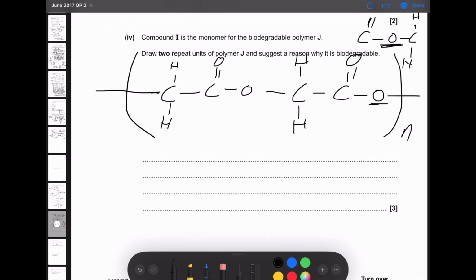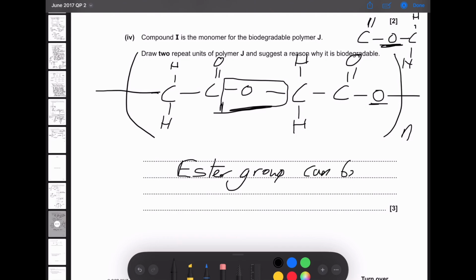So, why is it biodegradable? Well, things are only biodegradable if you can break down this link here with hydrolysis. So that's all we've got to write, is that the ester group can be broken down by hydrolysis.